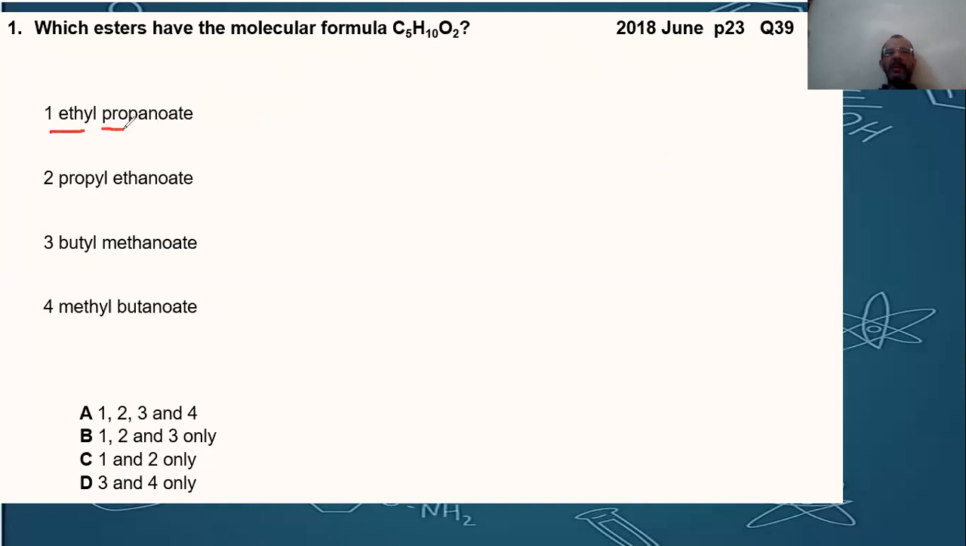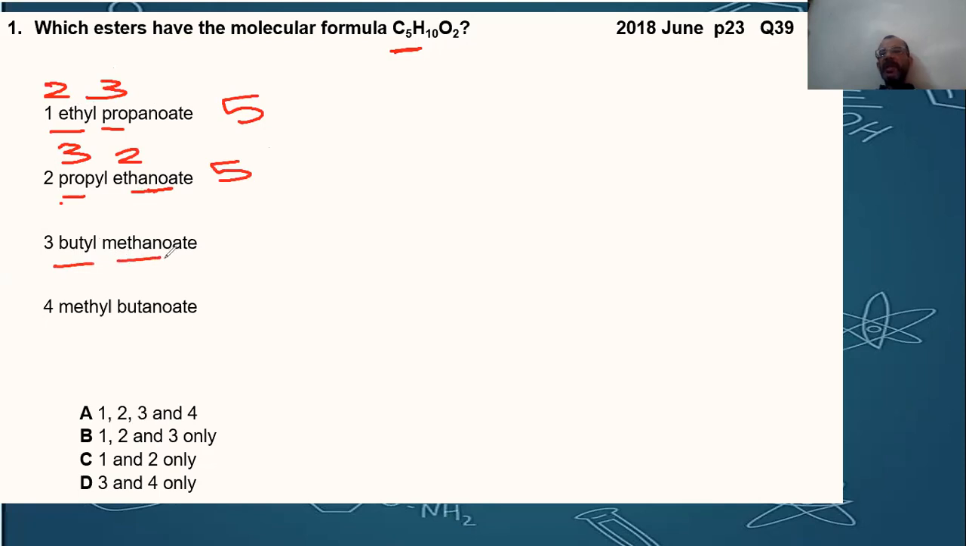Ethyl propanoate. Meth means 1, eth means 2, prop means 3. So here, eth means 2, prop means 3. So they have five carbon atoms. This one is 5. Second one, propyl ethanoate. Prop means 3, ethanoate means 2. So it has 5 carbon atoms.